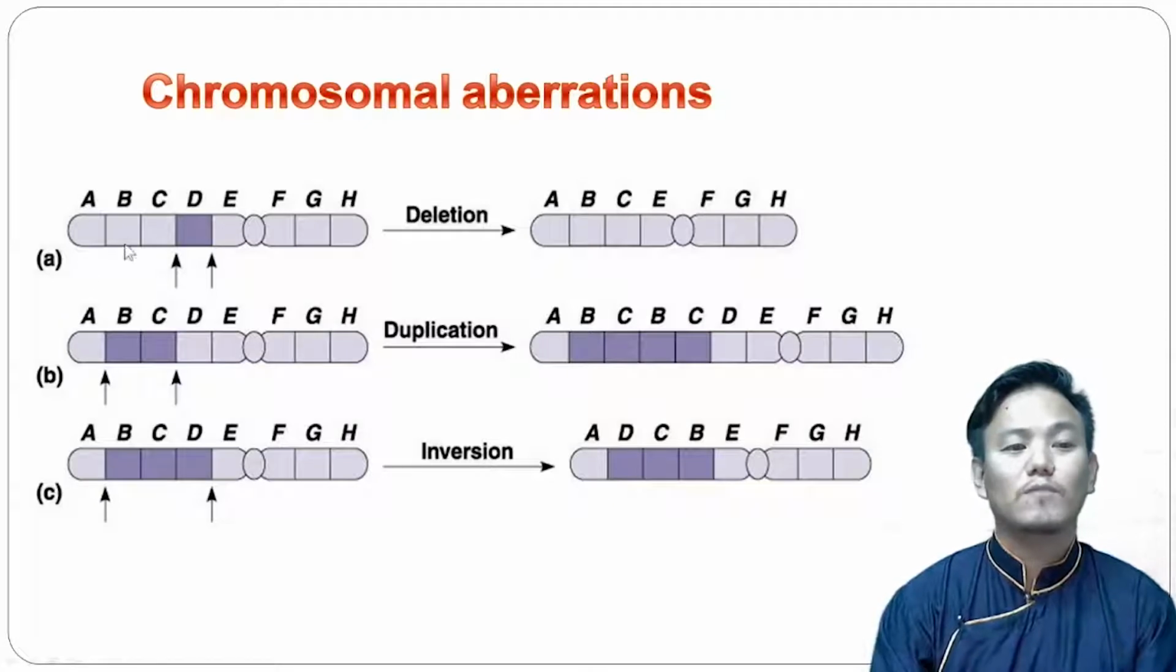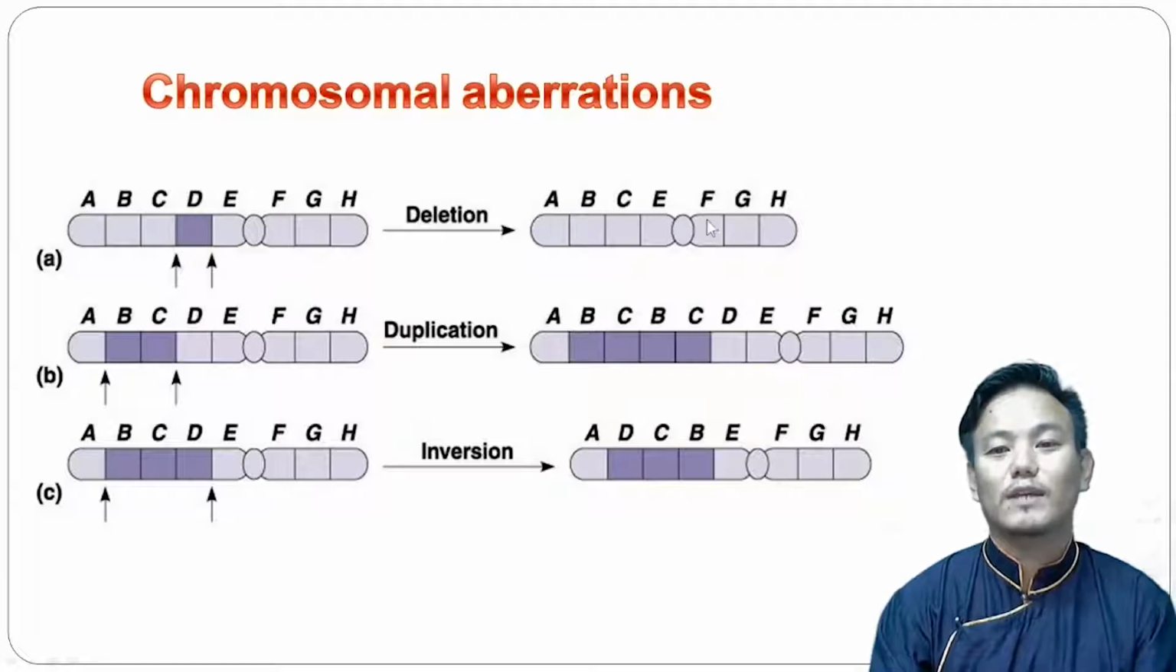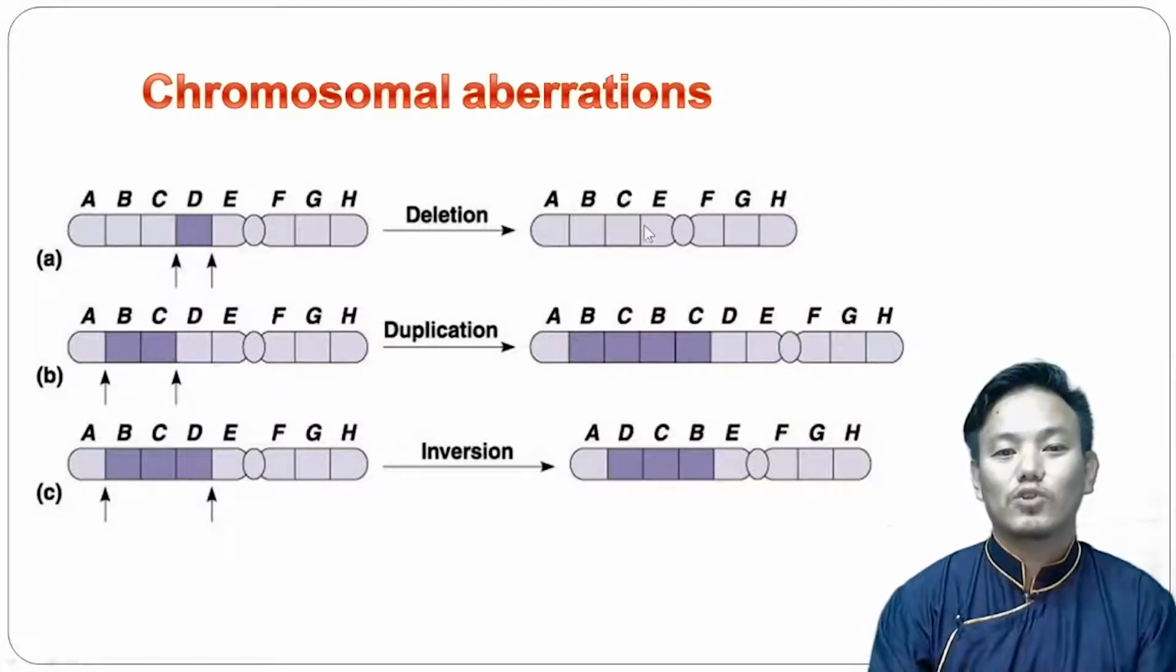Now, if you look at the pictures carefully, in the first part, the deletion part, this particular segment D gets deleted. It gets removed somehow, right? So when this gets deleted, you can see over here A, B, C, and D is missing. It forms E, F, G, H. So a short segment of the chromosome is removed or deleted. That is called deletion, and this can lead to some kind of disorder.